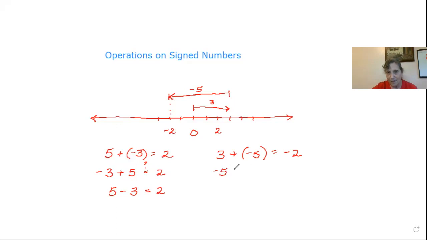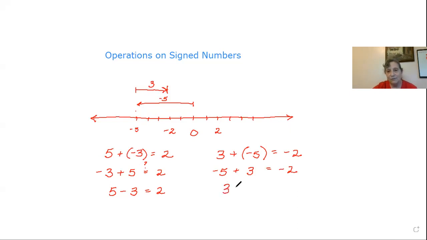Likewise, a -5 added to a +3. If we start out going 5 units to the left first, so all the way over to -5, and then 3 units back to the right, that doesn't make it to 0. We've gone farther to the left than we came back to the right. So we're still over the -2. And again, this could be written as 3 minus 5.